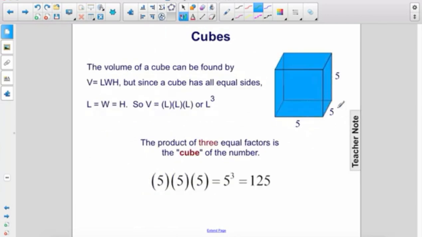The volume of a cube can be found by length times width times height. But since a cube has all equal sides, length equals width equals height. Therefore, the volume is just length times length times length, or length cubed. The product of three equal factors is the cube of the number. For example, 5 cubed is 125.